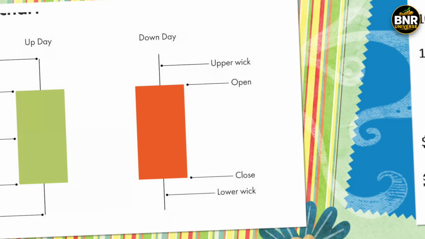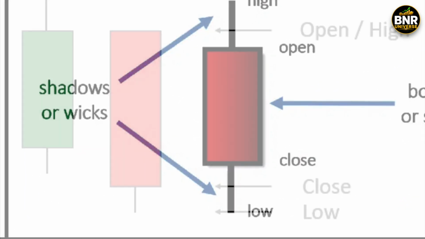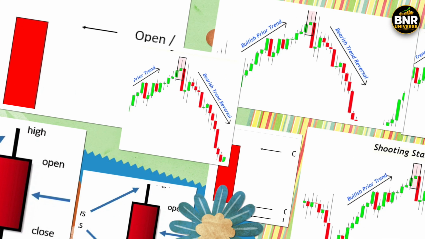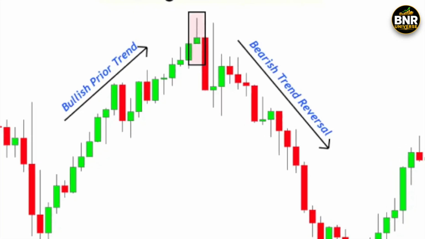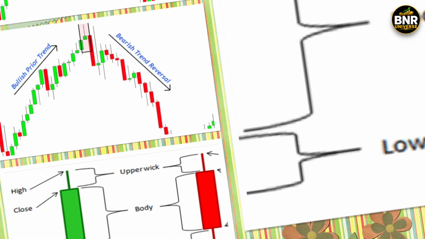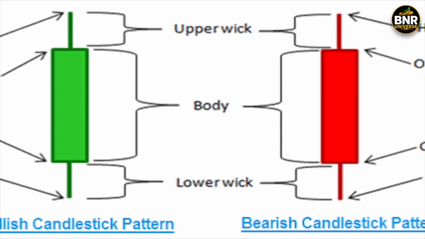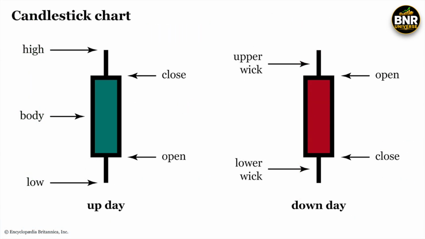The wick or shadow. The thin lines above and below the body are called wicks. The upper wick shows the highest price reached. The lower wick shows the lowest price reached. These wicks tell us how far the price moved before settling at the closing price. Sometimes a candle has long wicks. That means the market was highly volatile. Sometimes it has almost no wick. That means buyers or sellers stayed in control throughout that time period.